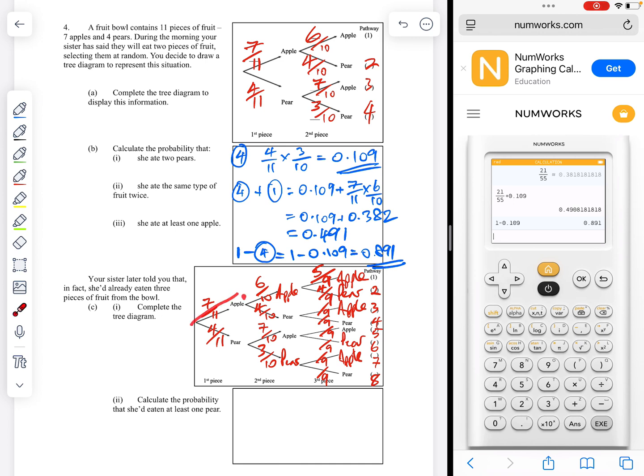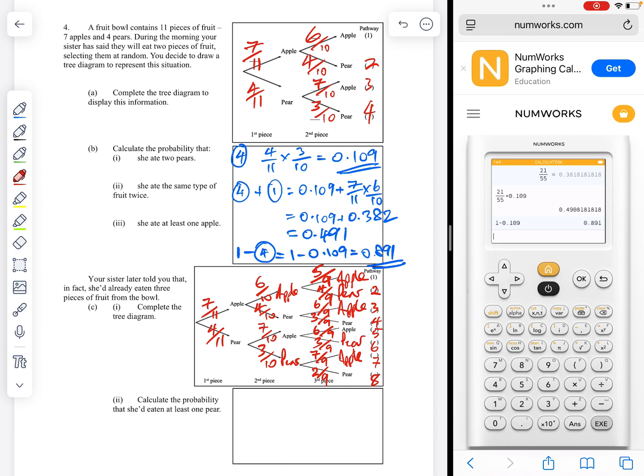Next, if we have an apple and a pear, then from our original 7 and 4, it's down to 6 and 3. If we take a pear first, then an apple, again 7 and 4 has gone down to 6 and 3. If we have this pathway at the bottom, both pears gone, then the pears, there were 4, 2 have been eaten, we're now down to 2, the 7 apples would be there. We're done. C2. Calculate the probability that she'd eaten at least 1 pear.